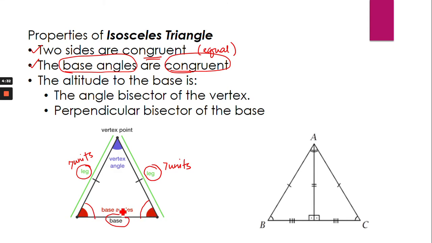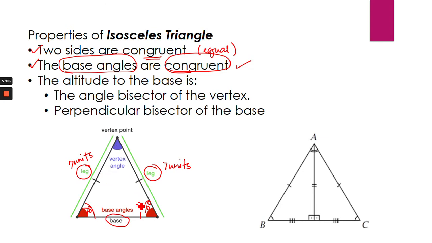So we have two base angles in an isosceles triangle. Same with the legs, we have two legs, but we also have two base angles, and the base angles are congruent, so that means they have the same measure. So if this is 70 degrees, this is also 70 degrees. Base angles are always congruent. So to identify the base angle again, it is an angle formed by the leg and the base.